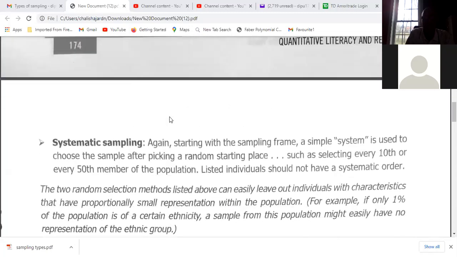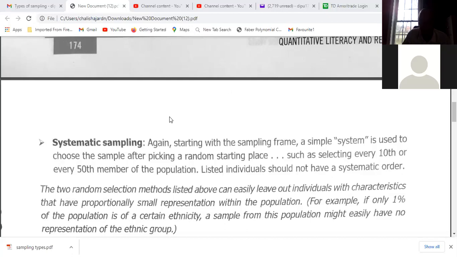The second one is systematic sampling. In systematic sampling, we start with the sampling frame. A simple system is used to choose the sample after picking a random starting place, such as selecting every 10th or every 50th member of the population. Now suppose we go to one hospital and suppose 100 people are there. We are not going to take the opinion of all 100 people, but we think of all 100 people as being in a row.